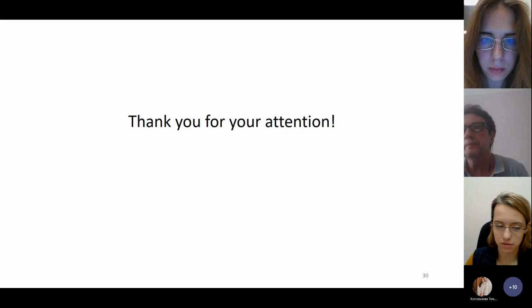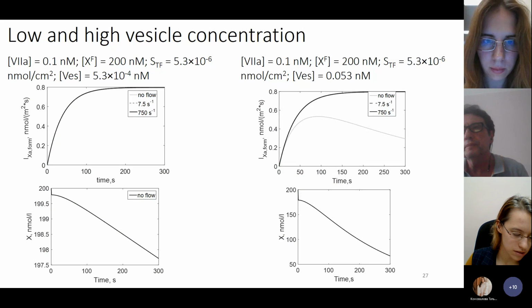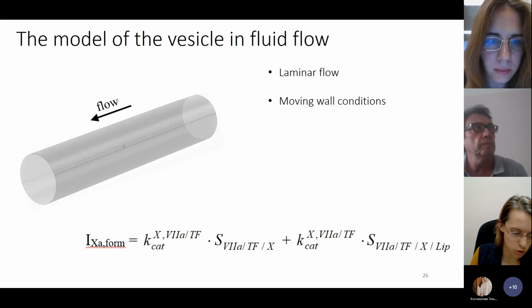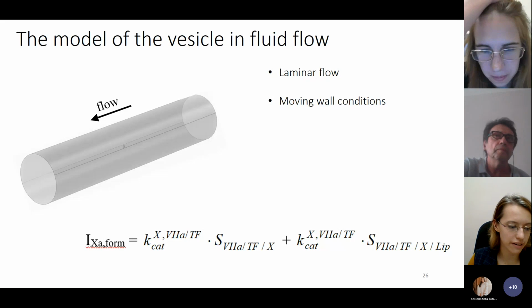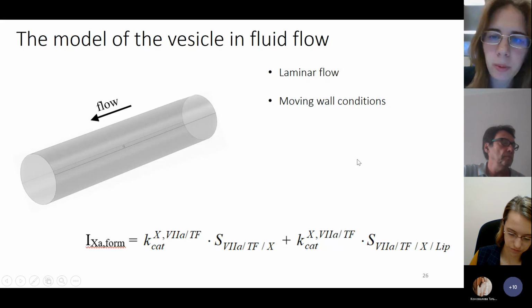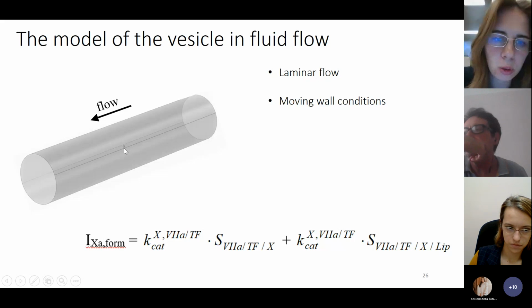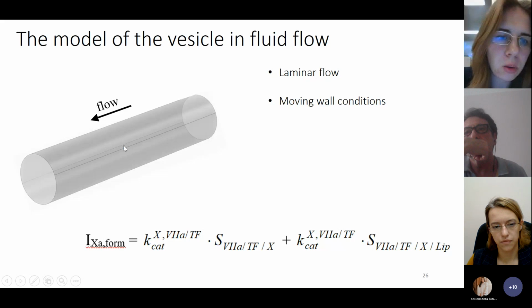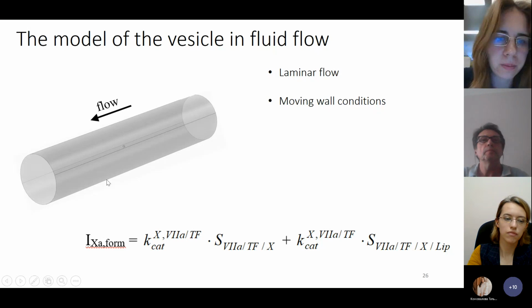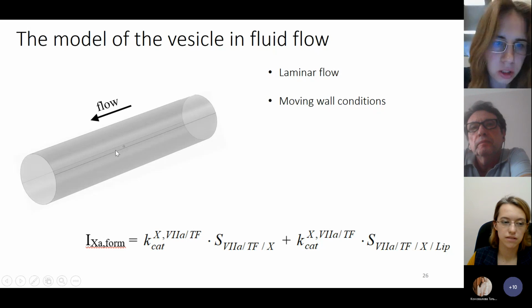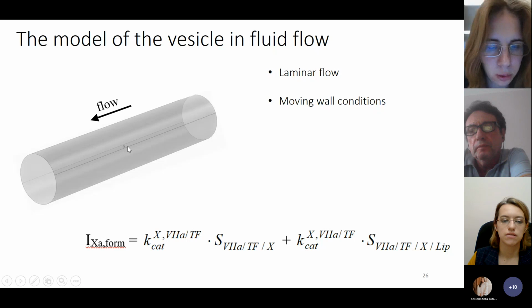Anastasia. In one of the last slides, you present the model with blood flow, and you said that the moving wall is taken into account. Yes, it is. How does it influence the reaction? It is just for simplification, because we have a vesicle which should move with the central layer of fluid. To avoid including the moving vesicle, because it is computationally expensive and time consuming, we apply moving wall conditions. So we fix the vesicle and apply the velocity of the central layer of fluid, which is expected in the central layer of fluid, to the walls in the opposite direction.